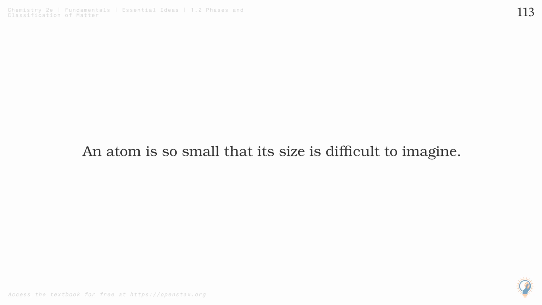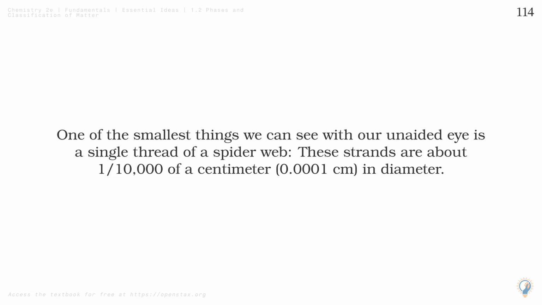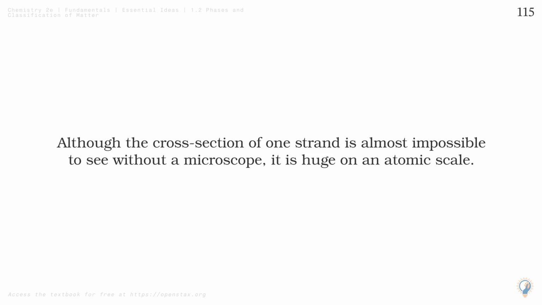An atom is so small that its size is difficult to imagine. One of the smallest things we can see with our unaided eye is a single thread of a spiderweb. These strands are about 1/10,000th of a centimeter, 0.0001 centimeters, in diameter. Although the cross-section of one strand is almost impossible to see without a microscope, it is huge on an atomic scale.